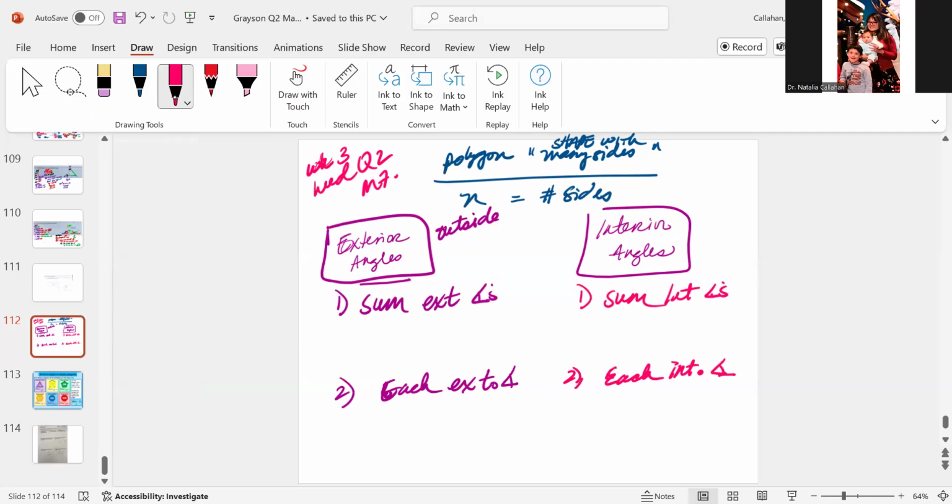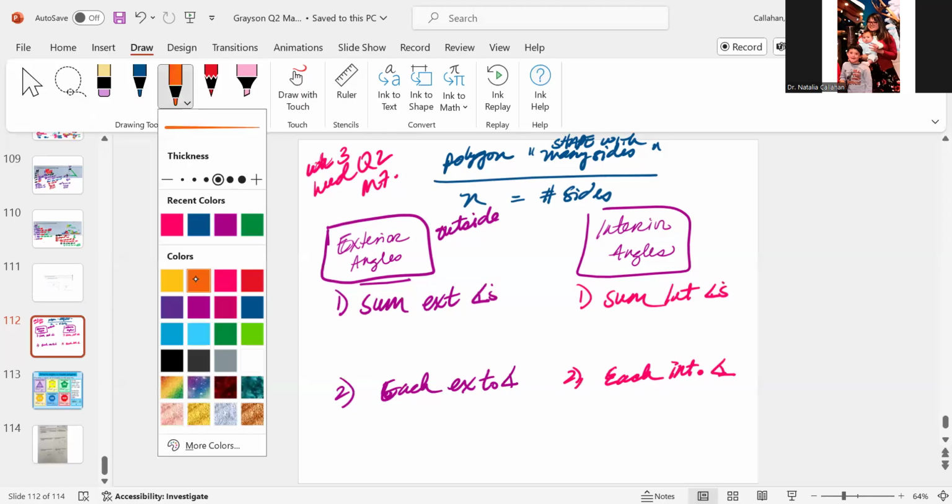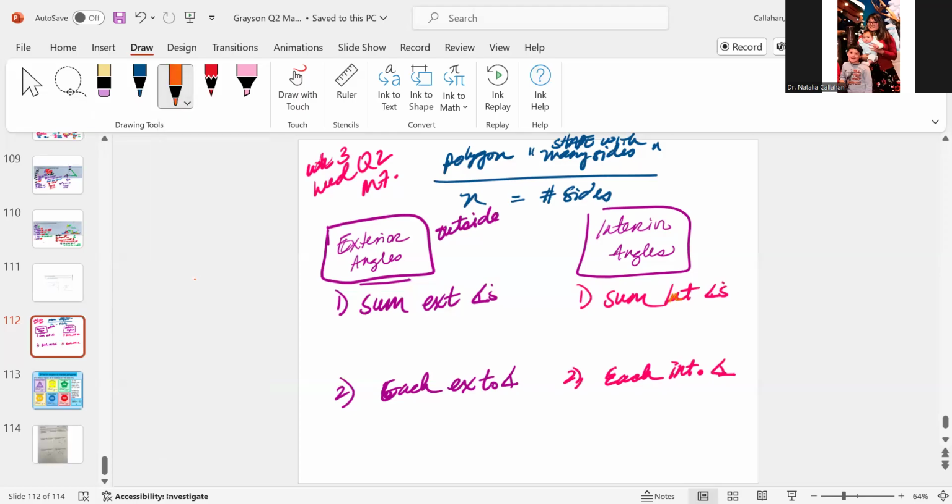Okay, so wait, you got what? What is that? Sum interior angle, INT. The sum of interior angles is going to be n minus 2 times 180 degrees. That's the formula. Each interior angle is n minus 2 times 180 divided by n. And what is n equal to? The number of sides. Okay?